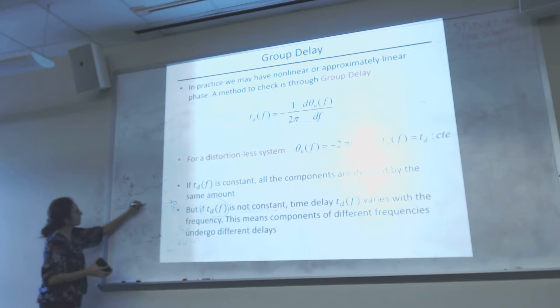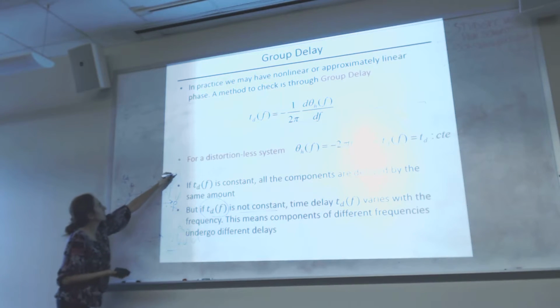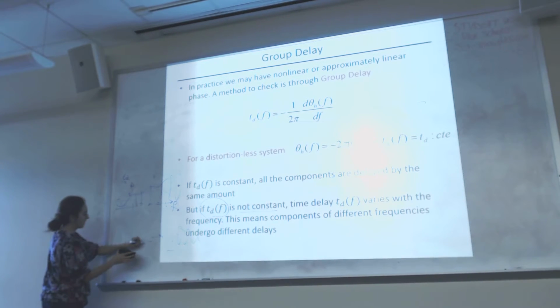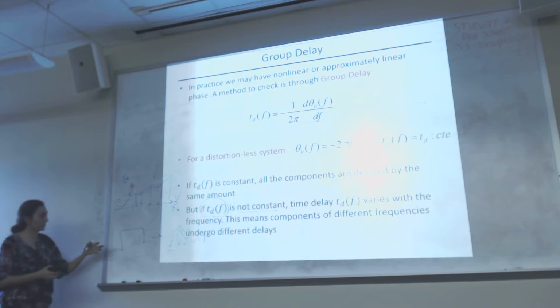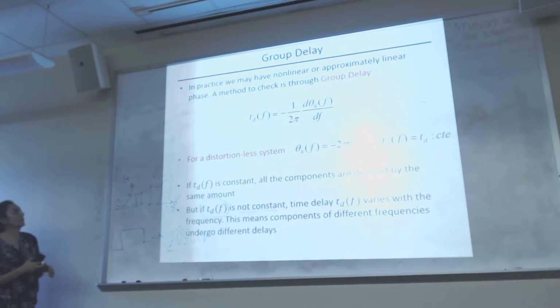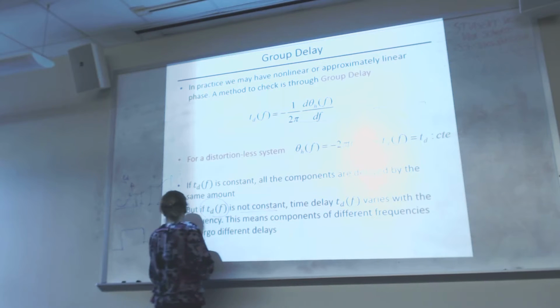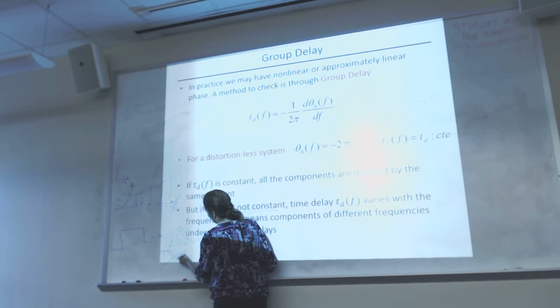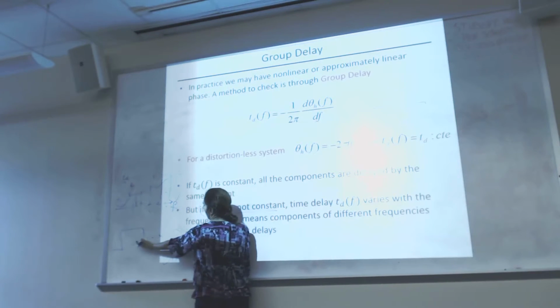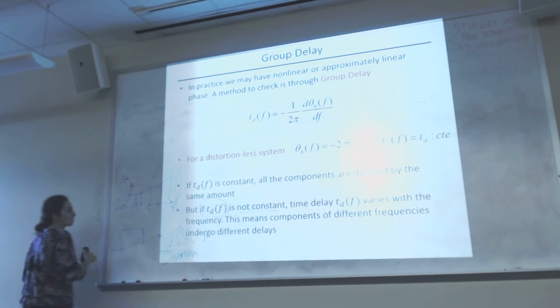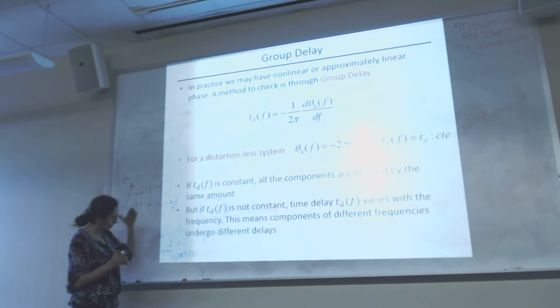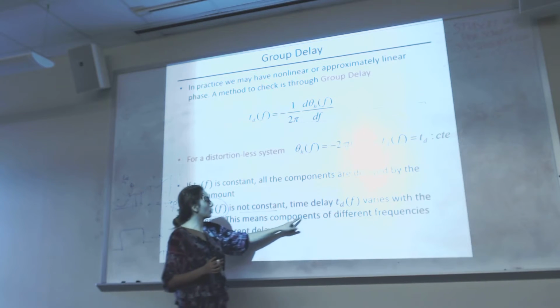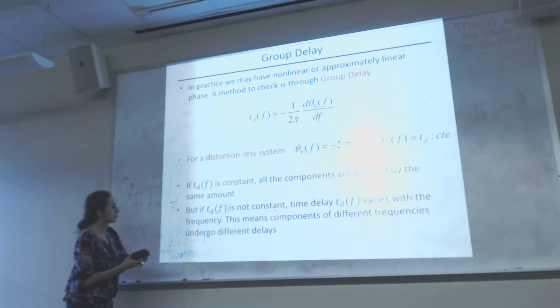So for different frequencies, we're going to have different delays. Therefore, when you have a signal which has all these frequencies inside it, each component is delayed differently. So at the end of the day, you're going to get something totally different, because each frequency is delayed separately, and this is distortion. What we got at the output is totally different from the input. So if TD is not constant, the delay changes with the frequency. This means that components of different frequency undergo different delays.